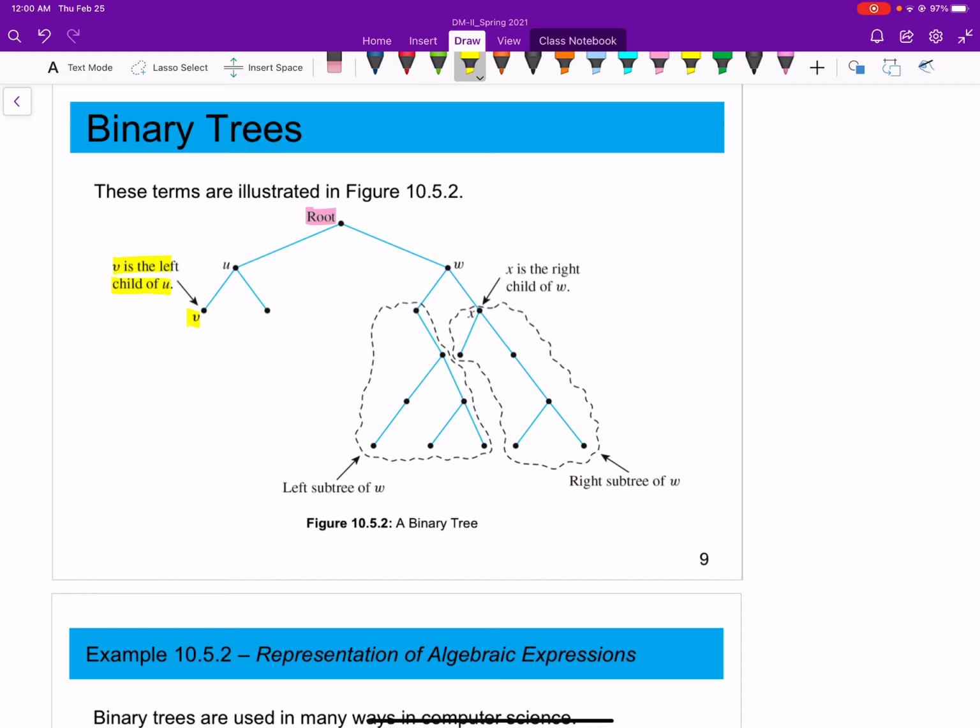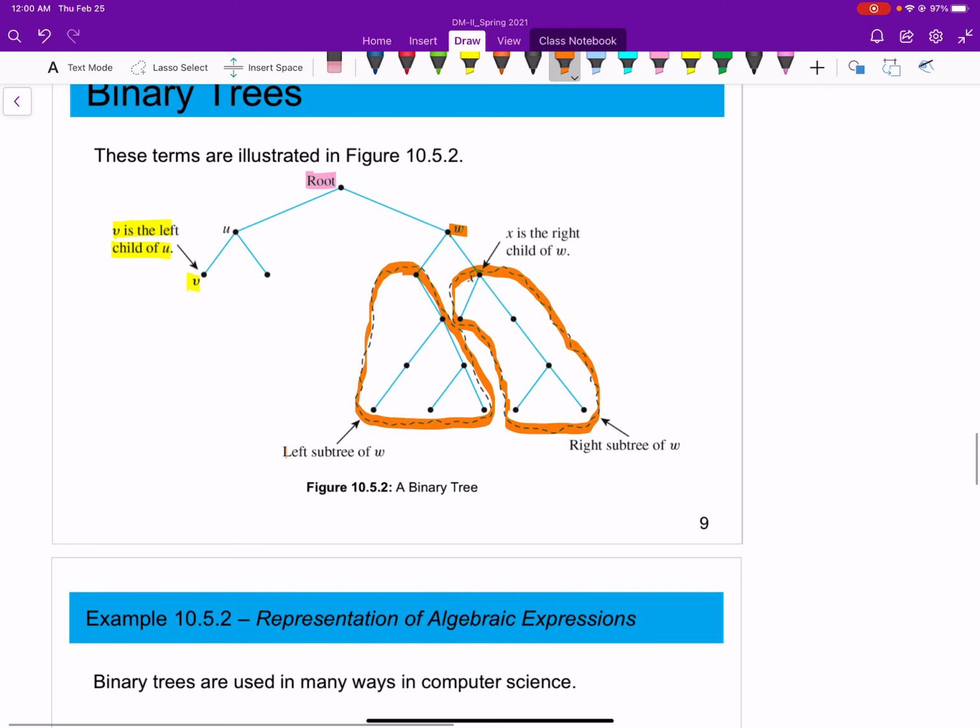V is the left child of U. And then here you have W, and W has two subtrees, subtree number 1 and subtree number 2. These subtrees are the left subtree and right subtree. Left subtree of W, right subtree of W. X is the child of W. I explained this in the previous slide.